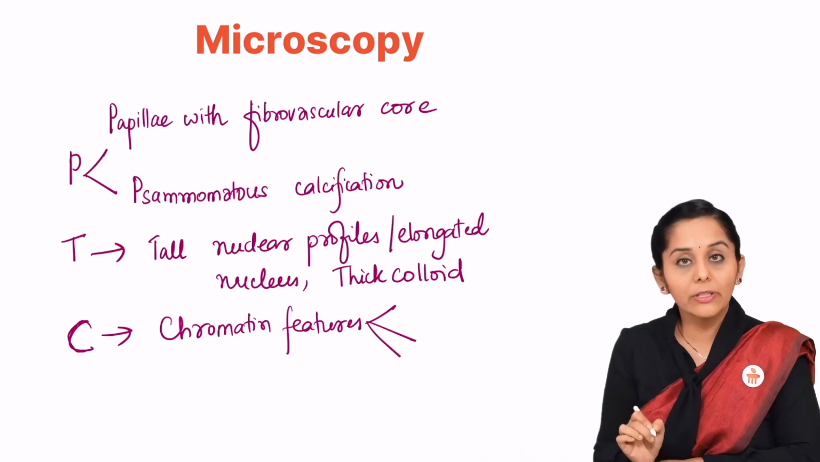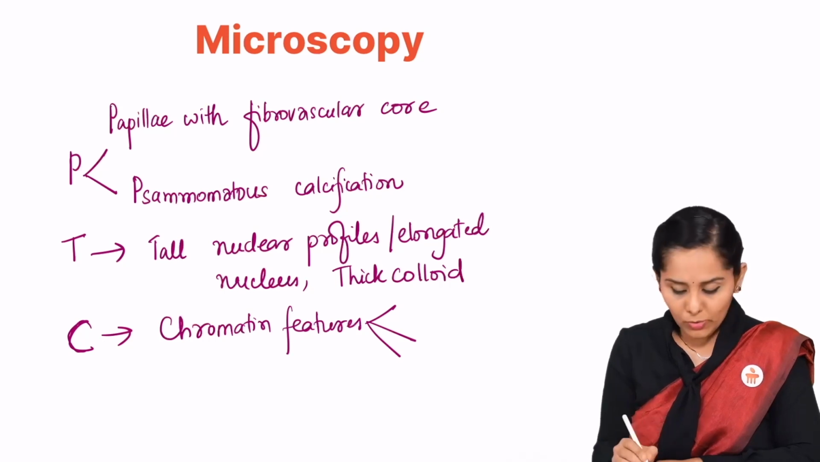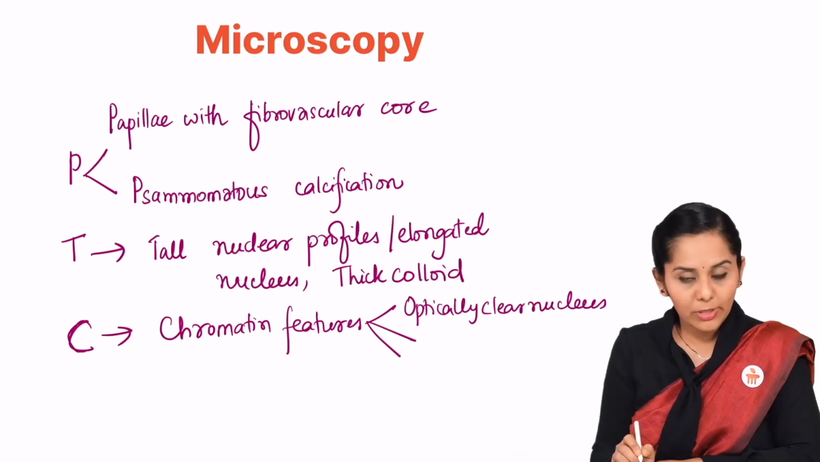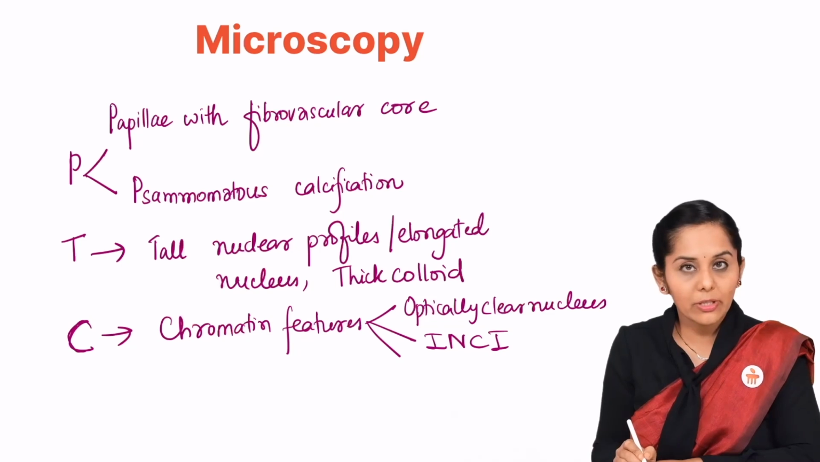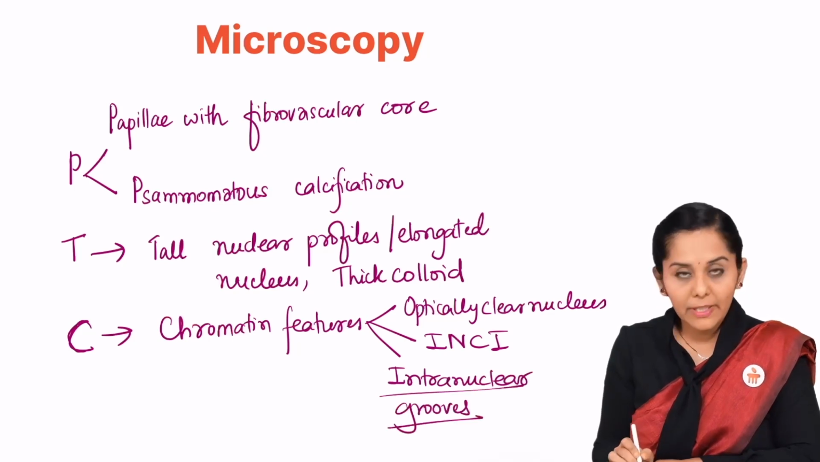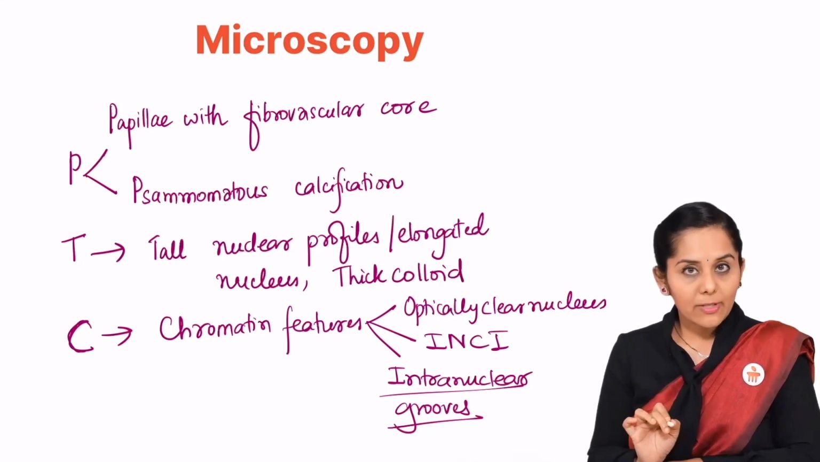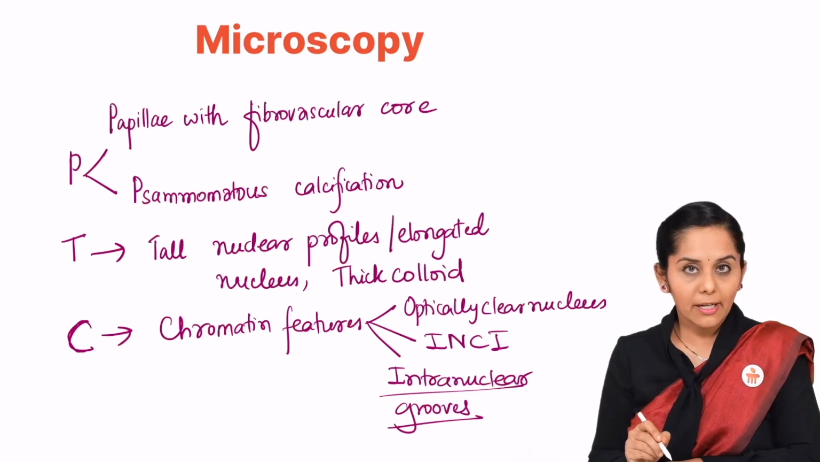So what are the three important chromatin or the nuclear features that you are looking for? Very, very important. Optically clear nucleus, which is an Orphan Annie nucleus. The second thing is intranuclear cytoplasmic inclusions or the INCIs, which are eosinophilic in nature. And lastly, the intranuclear grooves. Presence of these things will usually give a diagnosis of papillary carcinoma. So even in the absence of papillae, if you see these nuclear features, they are very diagnostic of papillary carcinoma of thyroid.